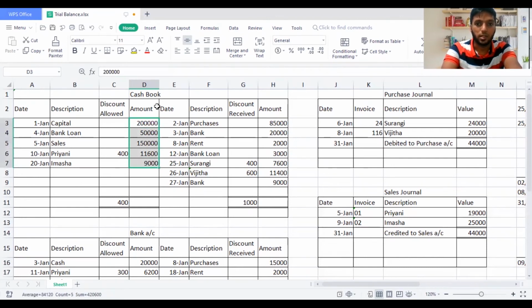You can see my cursor. But in normal time, you need to add 200, 250, 150, which is 400. Then you need to add this 11,600 and 9,000. We get 420,600. So once we add this amount, we should bring the same 420,600 to the credit side of the cash book. After recording here, you will be able to find the carried down balance at the month end, and you will always need to write the balances at the month end, which is 31st Jan.